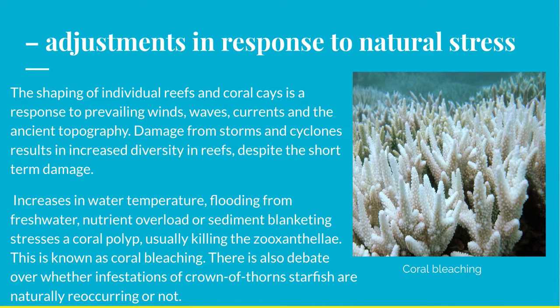Increases in water temperature, flooding from fresh water, nutrient overload or sediment blanketing stresses a coral polyp, usually killing the polyp. This is known as coral bleaching, and there is also a debate over whether the infestations of crown-of-thorns starfish are naturally reoccurring or not.